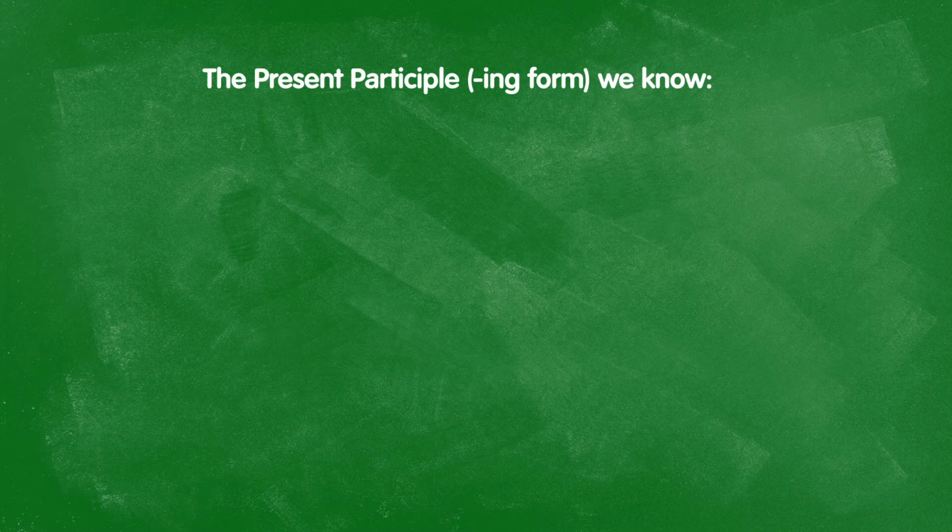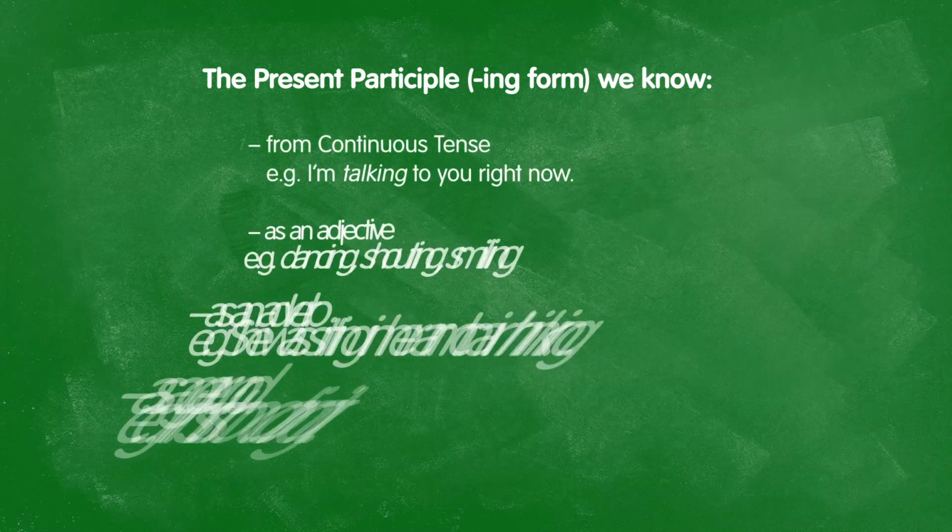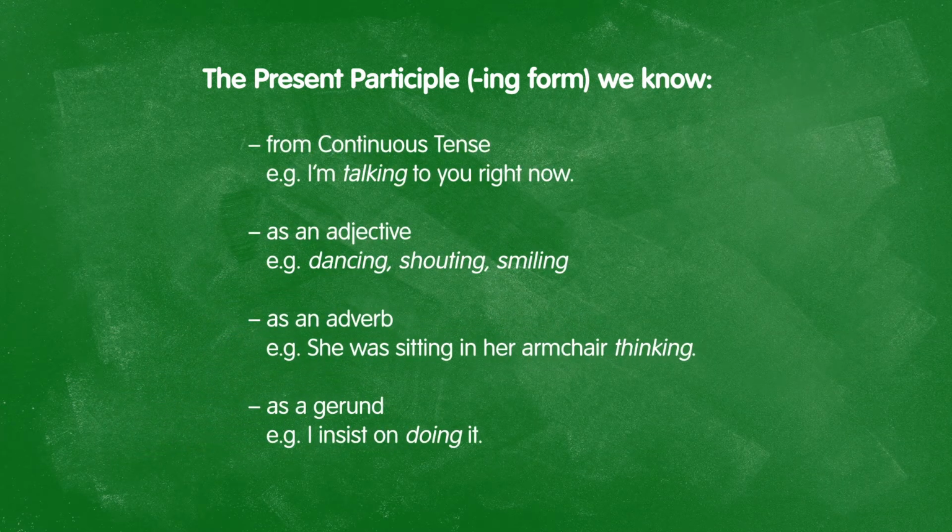So if we're looking at the present participle, some of these forms probably look very familiar to you. That's because you've been using them for a while. For example, we use the present participle, or again, the ing form, to form the continuous tense. For example, I'm talking to you right now. Or as an adjective, dancing, shouting, smiling. Or also as adverbs, she was sitting in her armchair thinking, talking about how she was sitting. And finally, as a gerund, I insist on doing it.